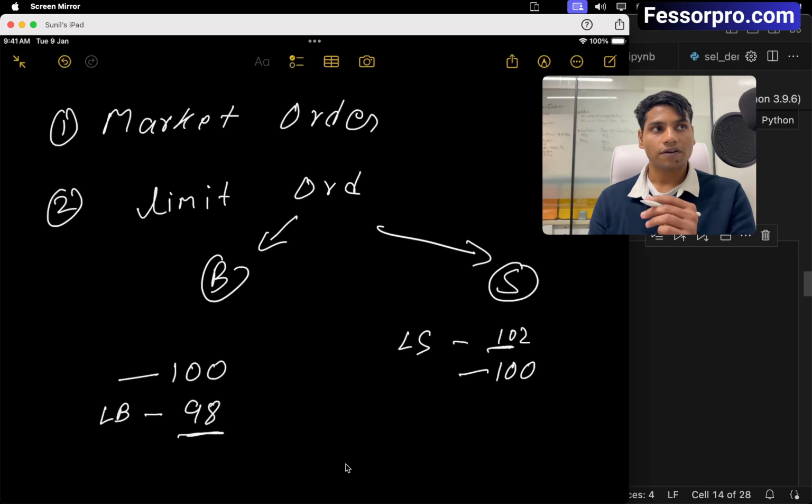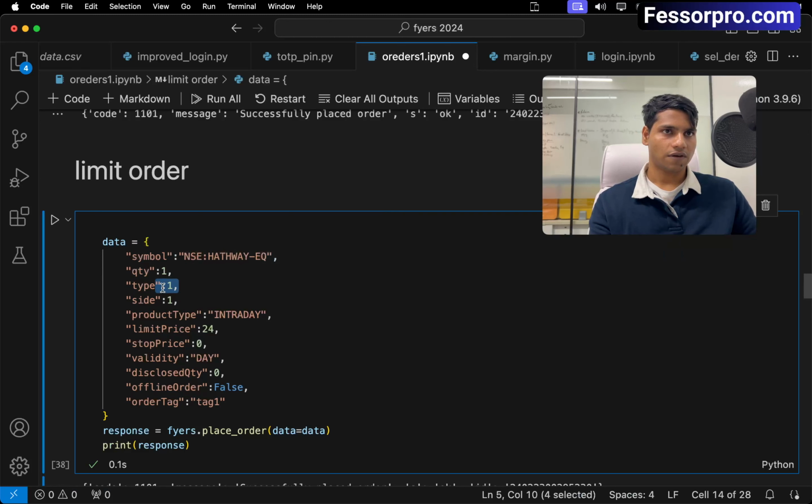I'll just change this to Hathway. Okay. So quantity will be 1. Type I have changed to 1. See, if you go to documentation again, initially my type was 2 because it was a market order. Now I want to place a limit order. So I've changed it to 1. Okay. So I have written type is equal to 1. The product type will be intraday.